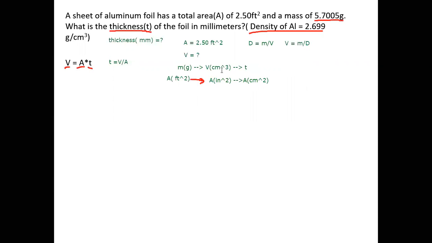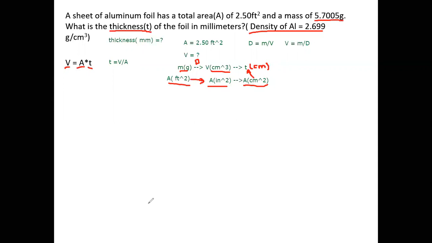So once we have the volume in centimeters cubed and the area in centimeters squared, then we can calculate the thickness. So you have to do these two things independently. Again, we need to find volume and surface area in order to find thickness. To find volume, we use the mass and density, and that gives us centimeters cubed. Now the surface area has to be in the same unit as the volume. And since volume is in centimeters cubed, surface area has to be in centimeters squared. So we're going to take our surface area, convert it from feet squared to inch squared to centimeters squared. And once we do this, we can get the thickness in centimeters.